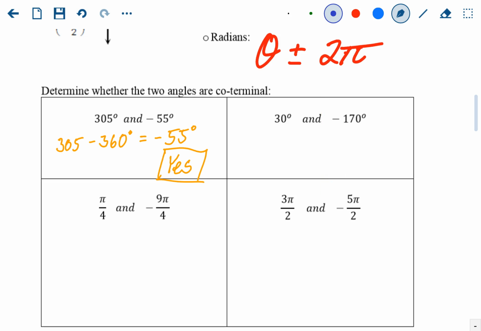For the second one, 30 degrees and negative 170. If you take the 30 degrees and you subtract 360, because I know it's going to be smaller. If it was bigger, I would add 360. You get negative 330, which is not negative 170. And it's not, so those are automatically not coterminal.